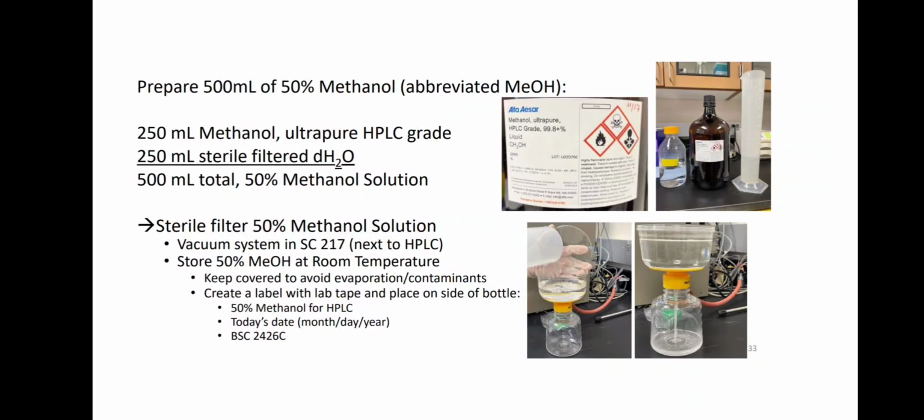Next, we prepared a 500 milliliter solution of 50% methanol for HPLC analysis. To make this solution, we combined 250 milliliters of HPLC grade methanol with 250 milliliters of sterile and filtered water. Vacuum filter the solution to ensure sterility and remove any particulates that may interfere with the HPLC system. Keep the solution covered to avoid contamination and label the bottle on the side and the top for easy identification.